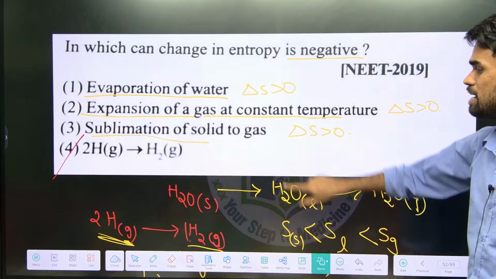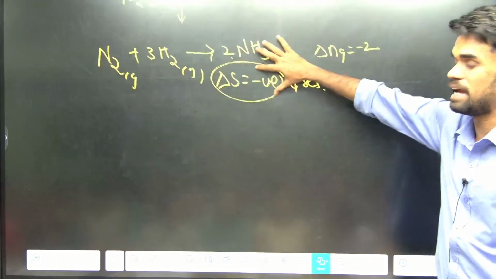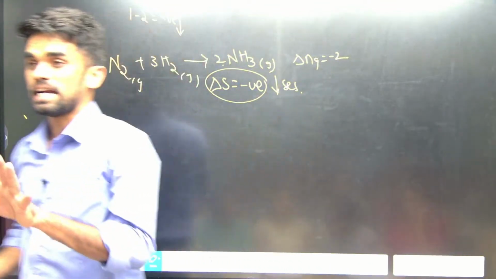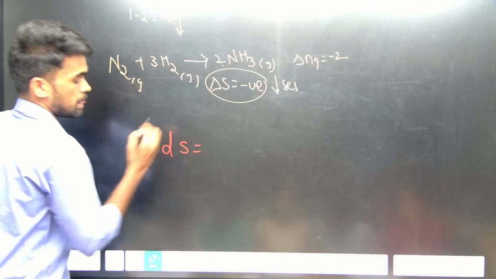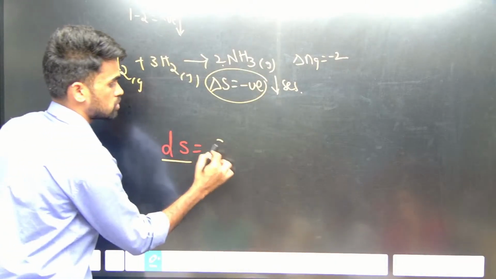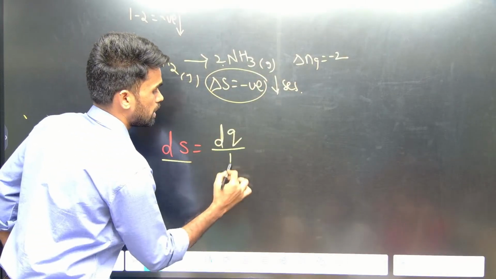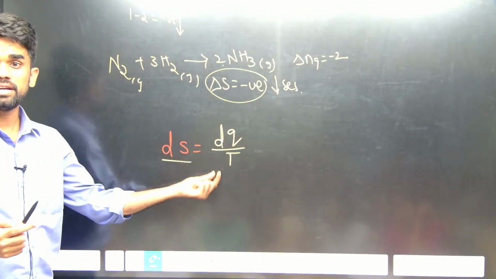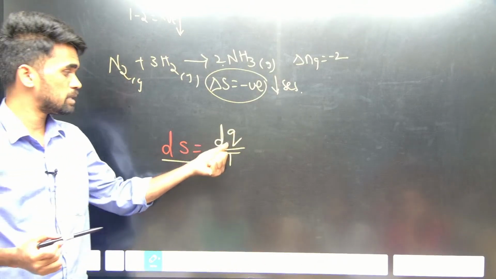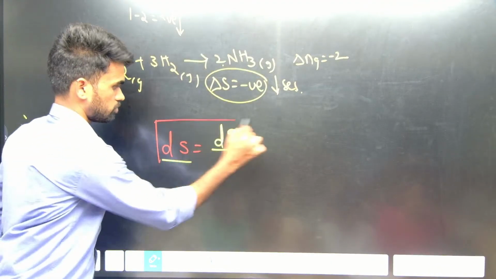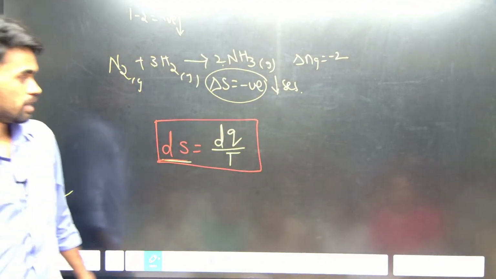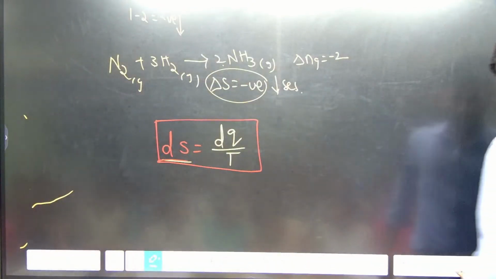Okay. Now you want the mathematical equation for calculating entropy. So this is the theoretical understanding of entropy. Next one is what? The mathematical equation. Like delta S is equal to heat supplied dQ by temperature. So dQ by T, change in heat by temperature. This gives you the entropy change. Okay, write this. This is the mathematical equation for entropy.